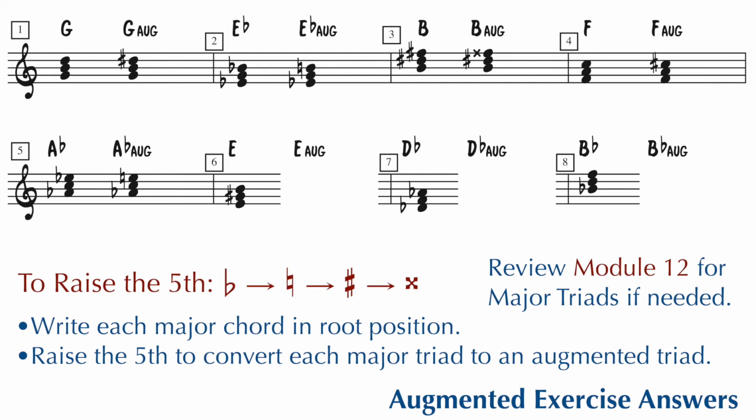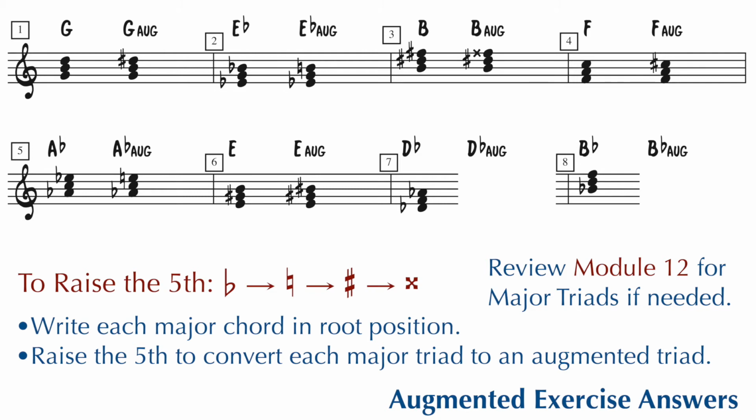Number 6, E major is spelled E, G sharp, B. To change the E major to E augmented, we raise that B by a half step, change it to a B sharp, and E augmented is spelled E, G sharp, B sharp.